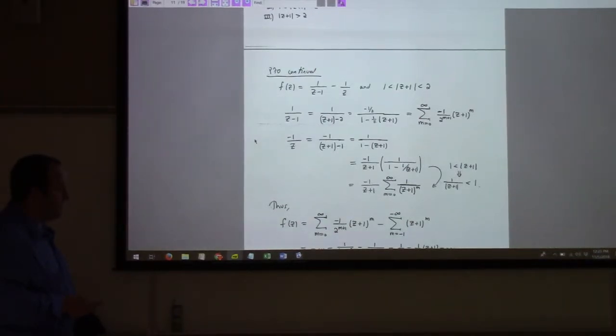What's that? The left is F0. Oh, this is F0 and that's F1? Yeah.